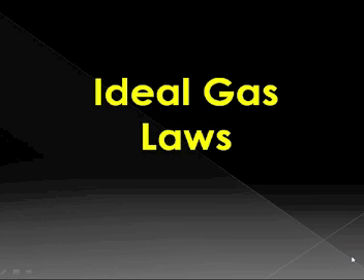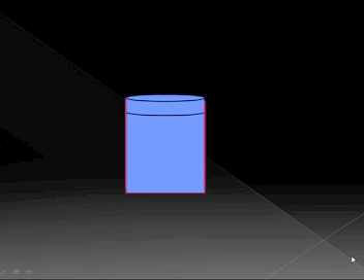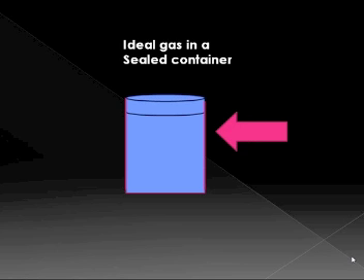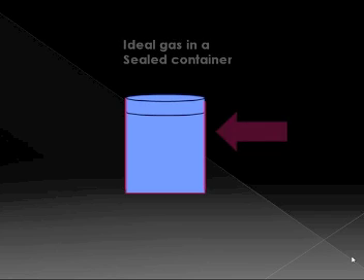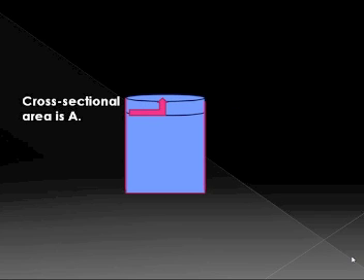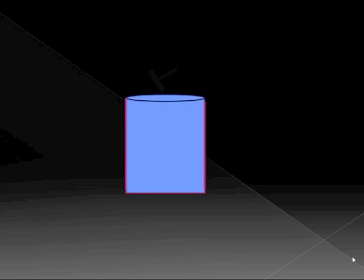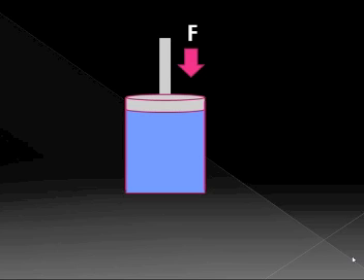Now we'll look at the ideal gas laws. First of all, the work done to compress a gas. Here is an ideal gas in a sealed container. Now, look up what an ideal gas is if you don't know. There's the cross-sectional area of this container. And what I want to do is put a device, it's called a piston, on top so that I can compress that gas. So we will apply a force and compress the gas.